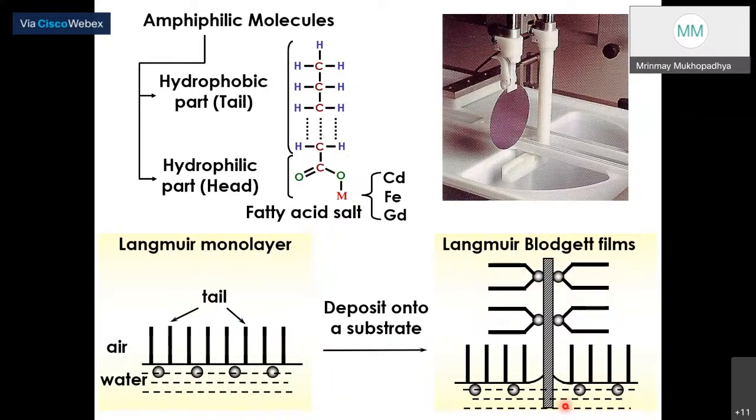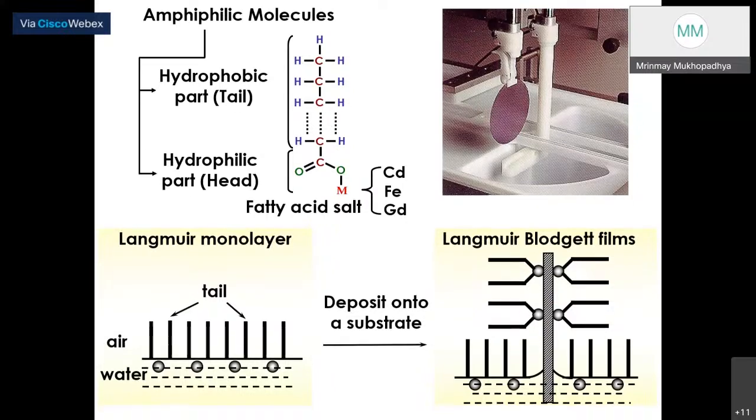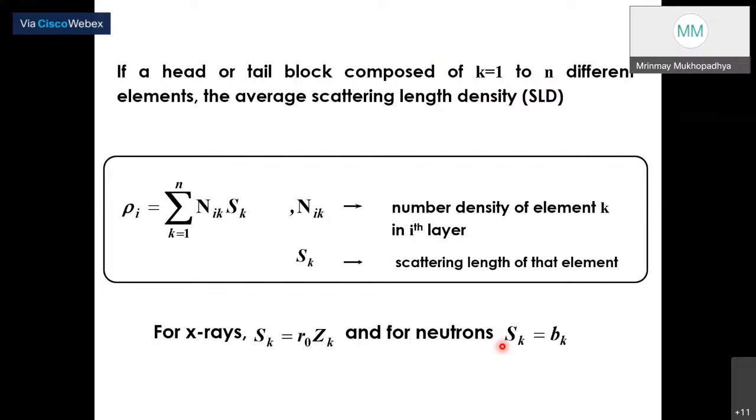The deposition process is very simple: you create a monolayer on the water surface, and then you basically dip the silicon substrate or glass substrate. Depending on the nature of your substrate, either the hydrophilic part gets attached or the hydrophobic part gets attached. So basically this is the convention, and then you can deposit multiple layers or a single layer.